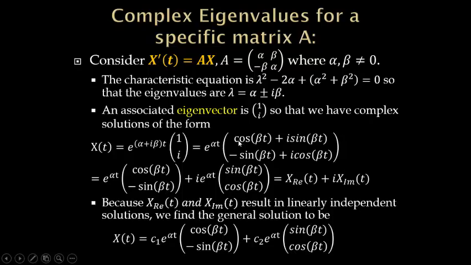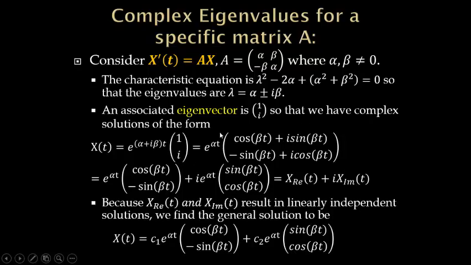When I did that, the e to the alpha t stays on the outside, and then you have cosine of beta t plus i sine of beta t. That comes from e to the i beta t. And then the second row would be exactly the same multiplied by i. So if you take cosine and multiply by i, you'll have i cosine. i squared is negative 1. So that's why this part looks different, because I distributed the i.